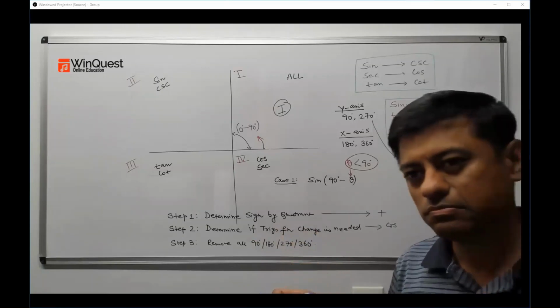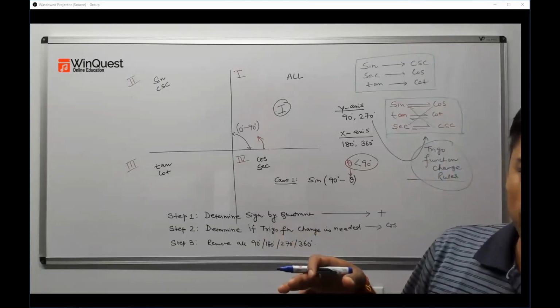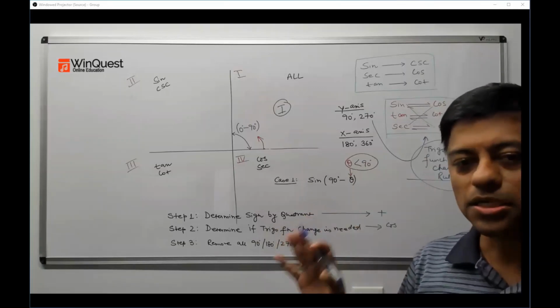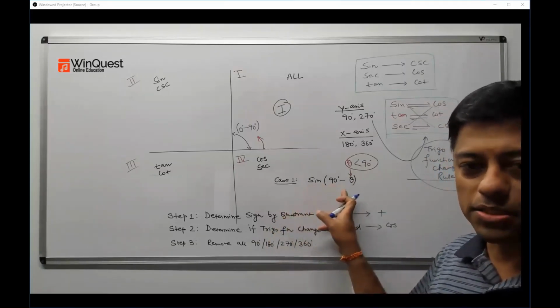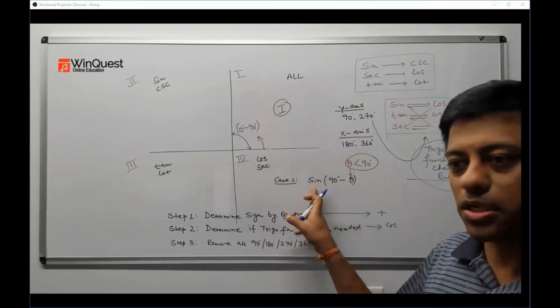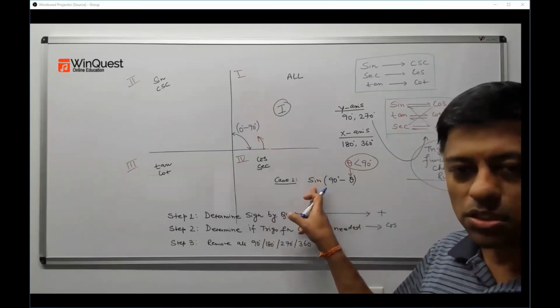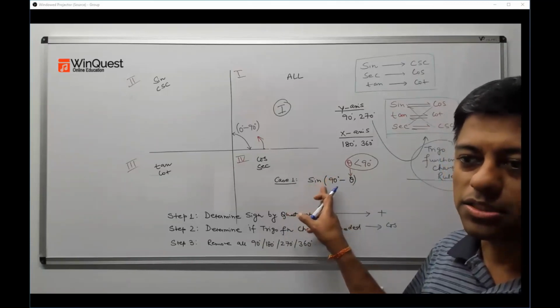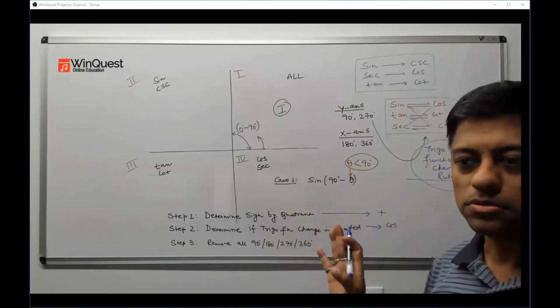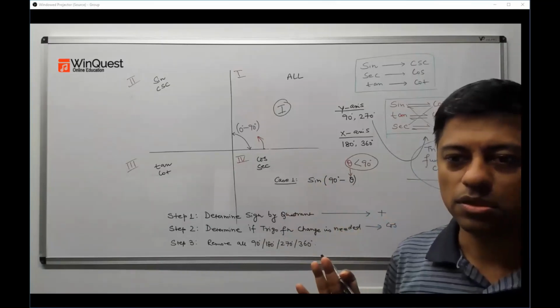I don't get how it's cos. Didn't you say there was no function change? There is a trigo function change. Sine of 90 minus theta is a trigo function, right? Since it is traversing through 90 degrees, this sine will become cos. Is that fair enough?